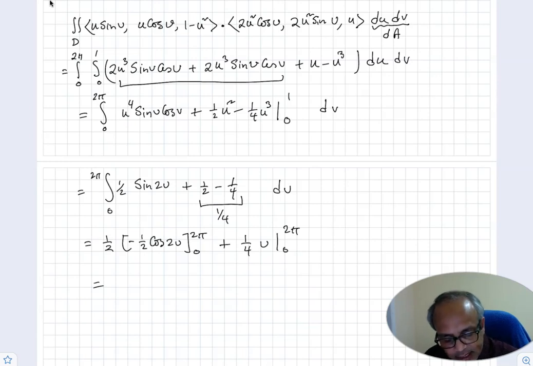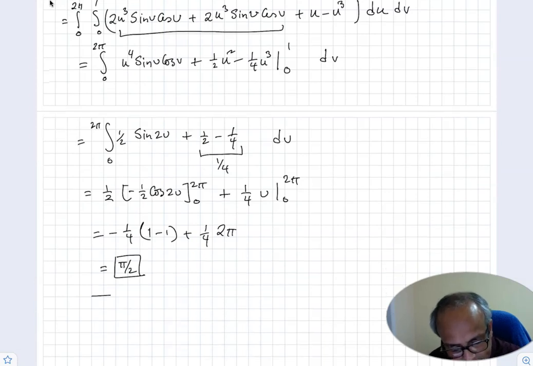So obviously here you get minus 1/4 out, and cos 2v, you set v for 2 pi, cos 4 pi. So cos 4 pi is 1, minus cos 0, which is also 1. So 1/4 times 2 pi. So that comes up with pi over 2. So I hope this is clear. Let's go back and review the process.